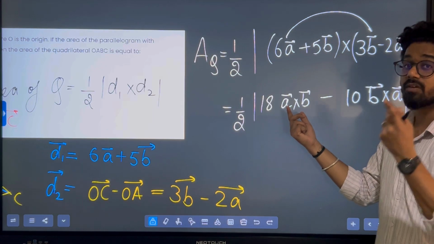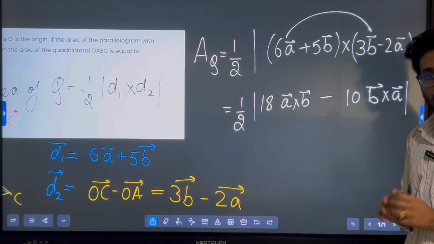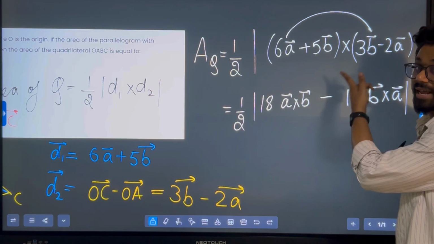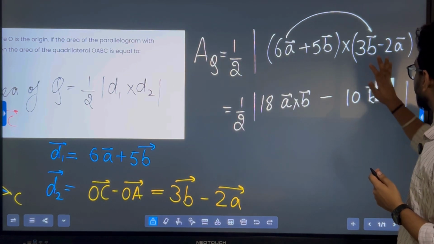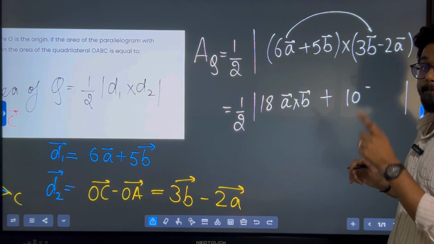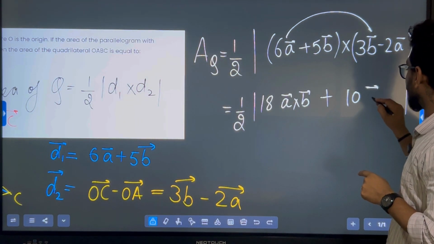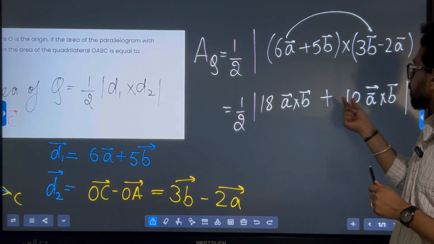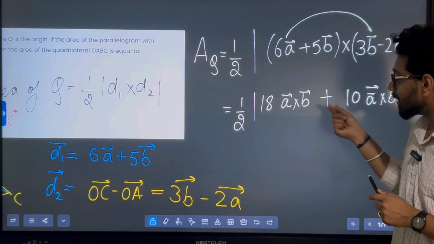Now here is something interesting: what to do when we have a cross product written in an inverse manner, like a cross b, b cross a. It's very simple. You can reverse the order by applying the negative sign. So guys, what will this become? This will become minus of b cross a is a cross b. In total you have 18 plus 10 is 28, by 2.